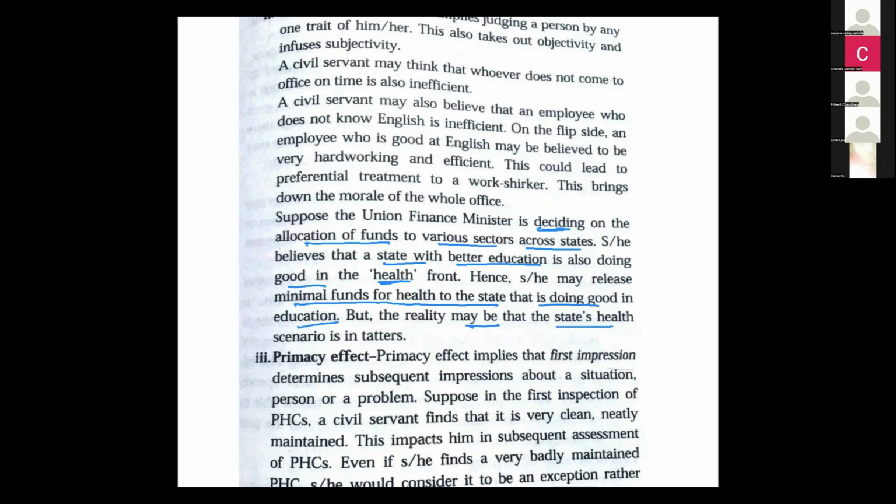खराब है. So यहाँ पे भी क्या होता है? Again, एक particular चीज पे हम जज करते हैं. So always, once you enter into the bureaucracy, you should not use that halo effect जो कि हम यहाँ पे पढ़ रहे हैं. You should not use that halo effect, because it will infuse subjectivity in your personality trait, because you are judging a person's trait more than his work.